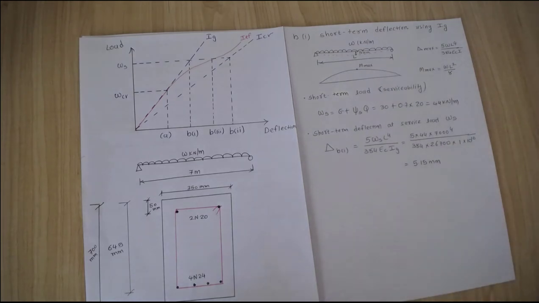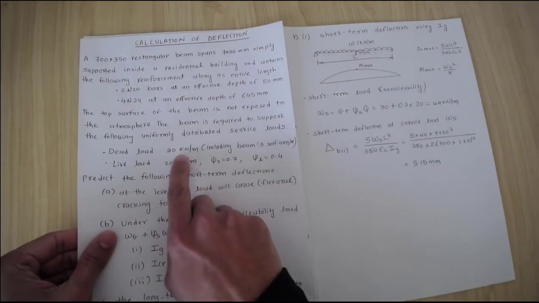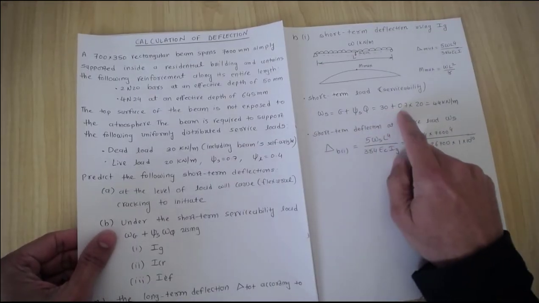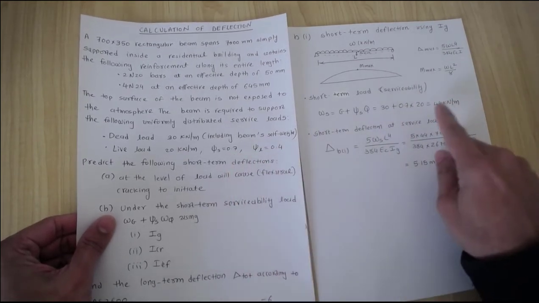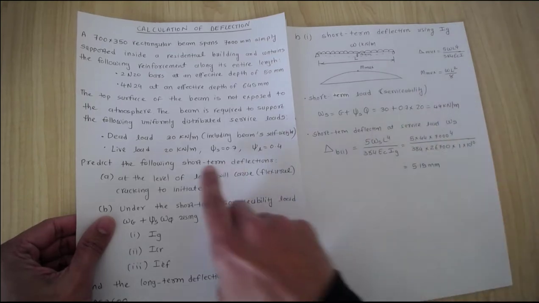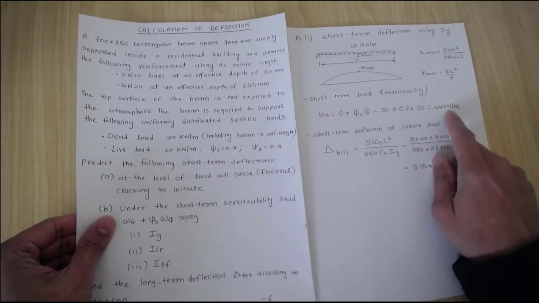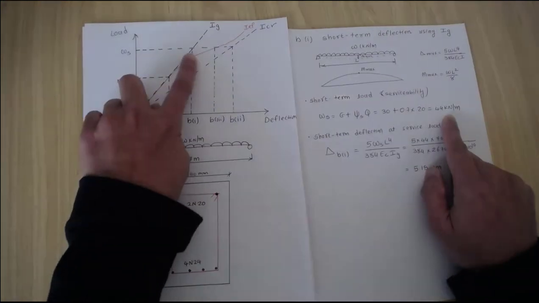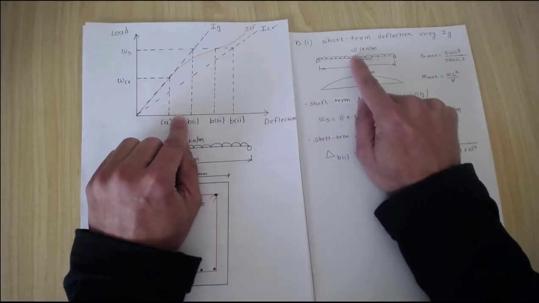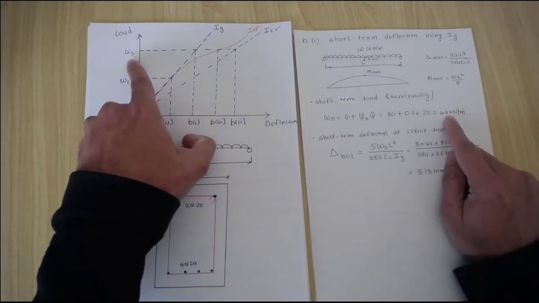Now in this case, the dead load is given in our example, which is 30 kilonewton per meter, plus the short-term factor given as 0.7, substituted here, times 20, that is the live load, equal to 44 kilonewton per meter. So we found the service load WS was 44 kilonewton per meter. Now at this service load, what is the deflection? So this W is actually this 44 kilonewton per meter.